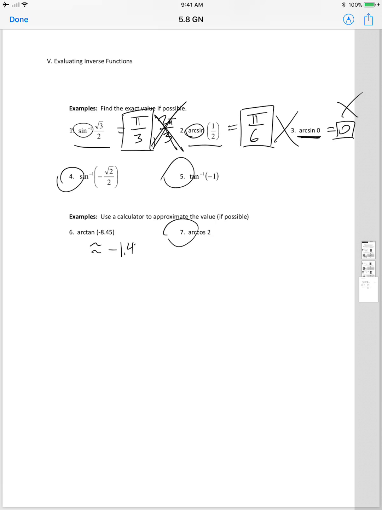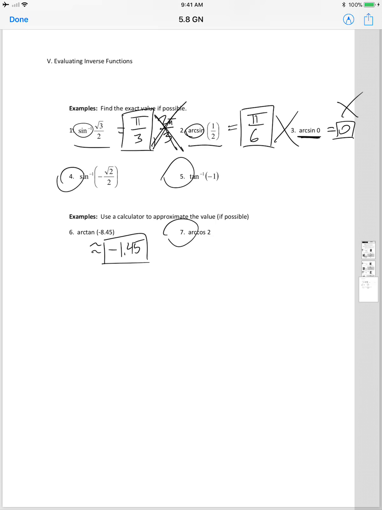Enter, and you will get negative 1.45. And again, I made sure I was in radian mode, so that means that my negative 1.45 is a radian measure. I'm getting back an angle.